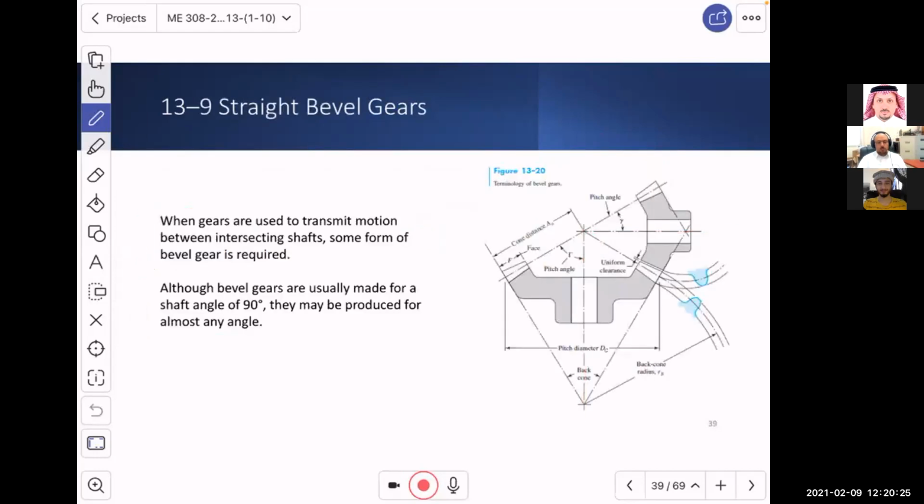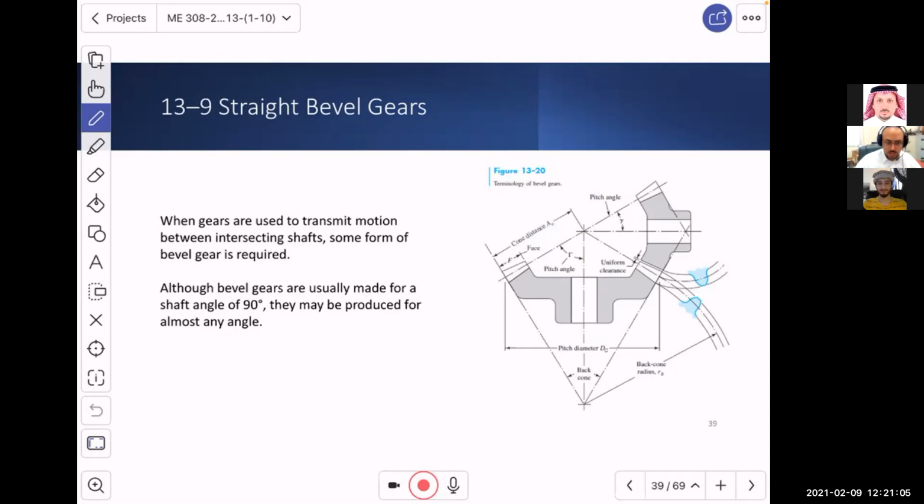Now, the next part that we want to talk about is the straight bevel gear. We told you that this chapter is dedicated to a general understanding of the terminologies and fundamentals related to gears, and we will cover all of them. Then we will have another chapter dealing with each type alone. For now, we are just trying to understand the specifics, fundamentals, terminologies, and so on for each type.